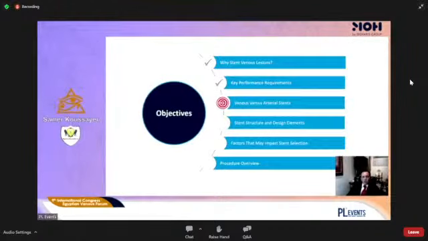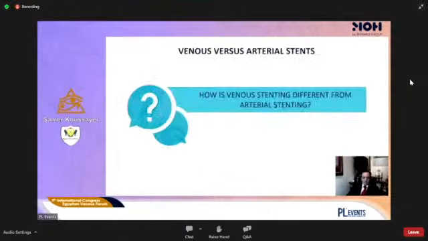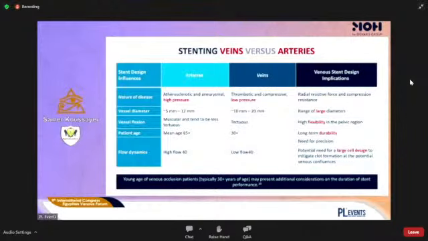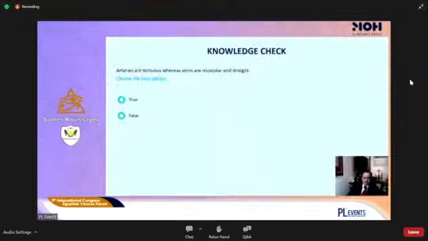We go to the next part of our presentation, which is venous stent versus arterial stent. How is a venous stent different from an arterial stent? So let's ask some questions. Arterial are tortuous where veins are muscular and straight. This is wrong. We said the venous are more tortuous than the arterial.